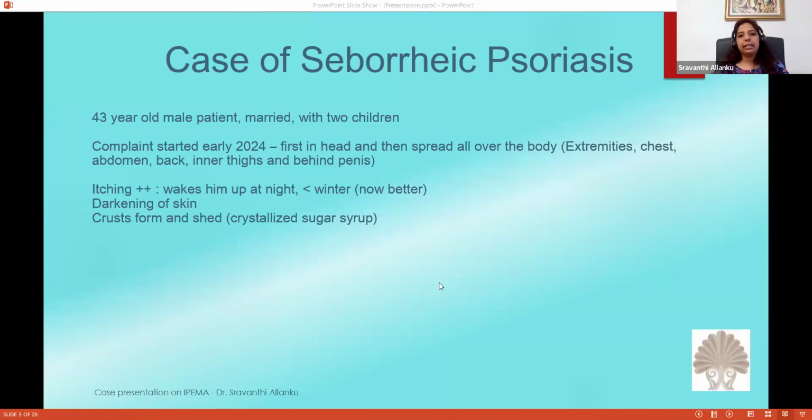When he came to me, he said it was better, because this patient has lived with this complaint for over a year and is able to isolate the season when it gets worse. There is a darkening of the whole skin, the entire body. Then the crusts from the psoriatic lesions are formed and they are shed. He described the sensation of these crusts as crystallized sugar syrup. I have a picture of these crusts that we can see.